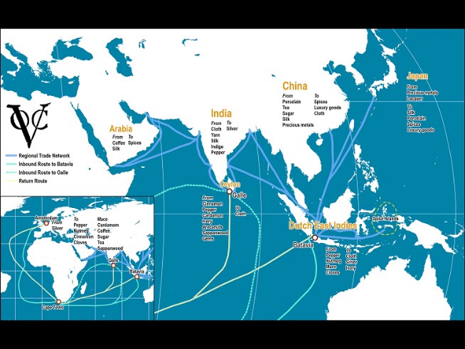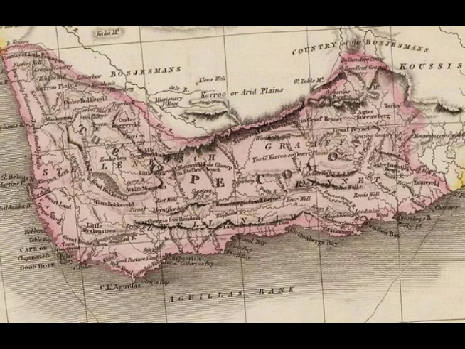The VOC introduced enslaved labor from Madagascar, Indonesia, and East Africa, creating a multi-ethnic society that laid the groundwork for future racial divisions.